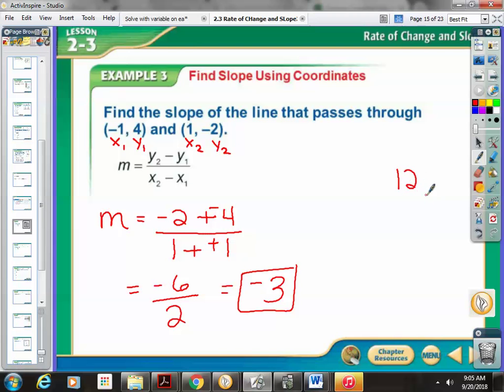Went up 12 and I went to the left 4, right? Negative 4. What is 12 divided by negative 4? Isn't that the slope that we found using our slope formula? The same thing. Let's come back to our notes. You can set your Chromebook aside for now.